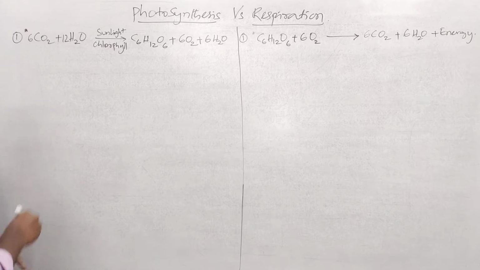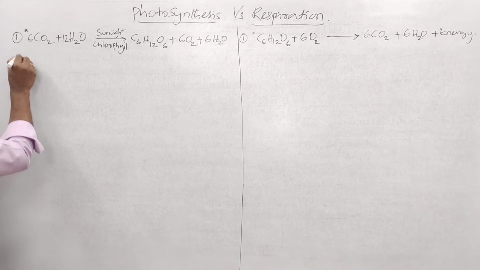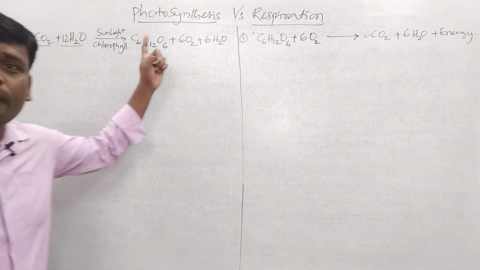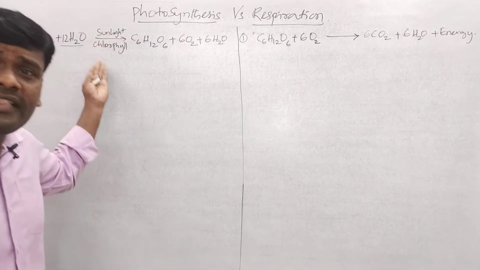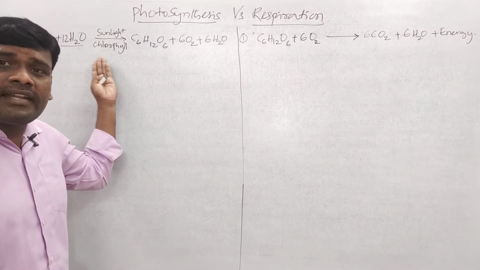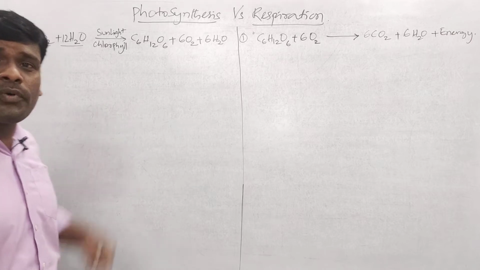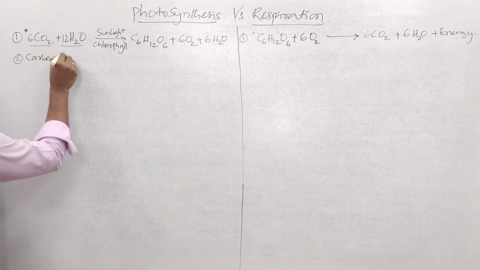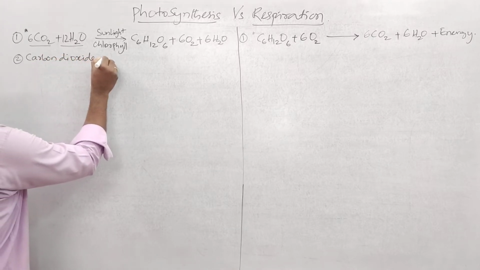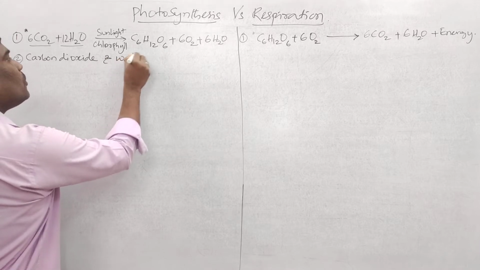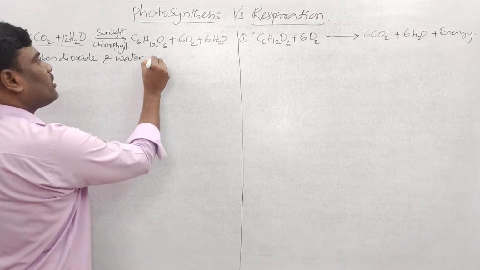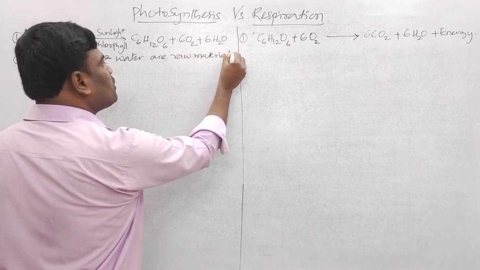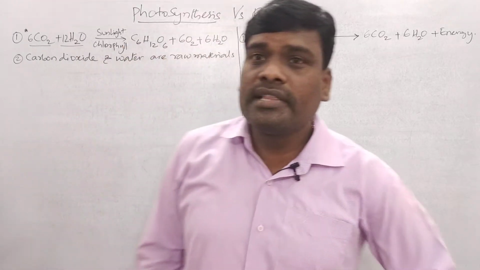Let us see here. The second point in the photosynthesis process is that carbon dioxide and water are the raw materials in the process of photosynthesis. It is already there in the equation, so by seeing the equation, we can write down this point. What can we write here? Carbon dioxide and water are raw materials in the process of photosynthesis.